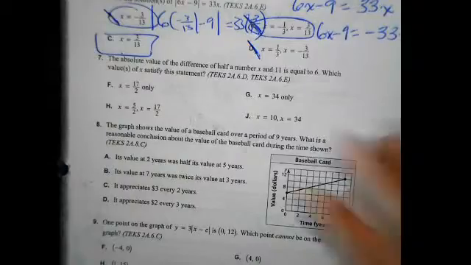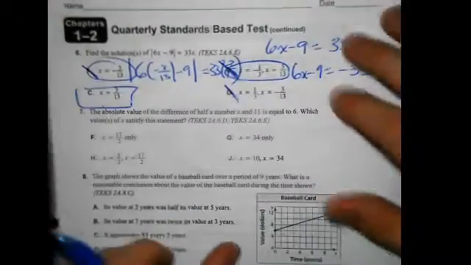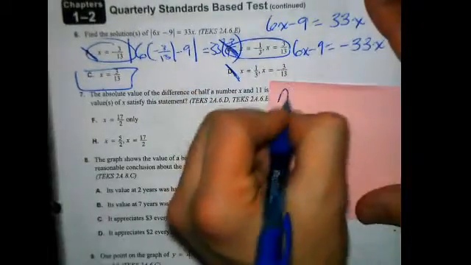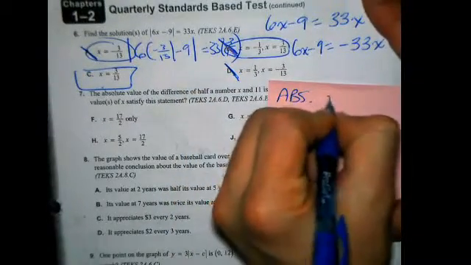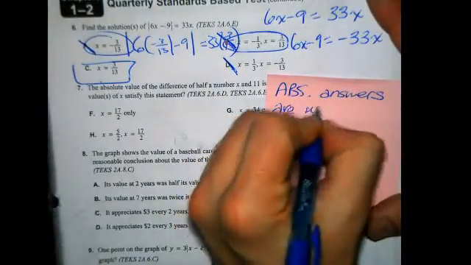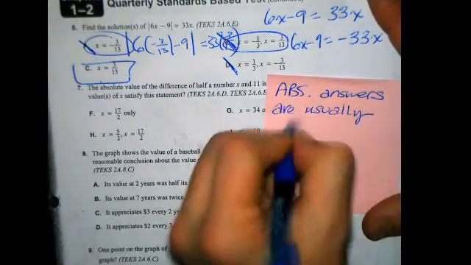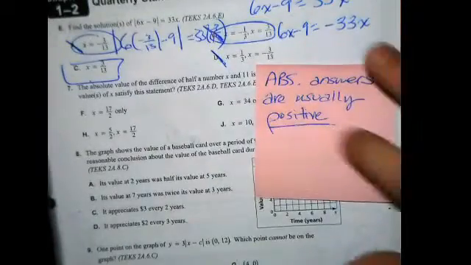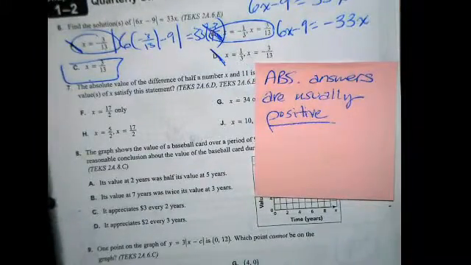Off to the side, I might write a little note to yourself, something along the lines of: absolute value answers are usually positive. That's a really good test strategy to have in your bank to save you all of that time on the test.